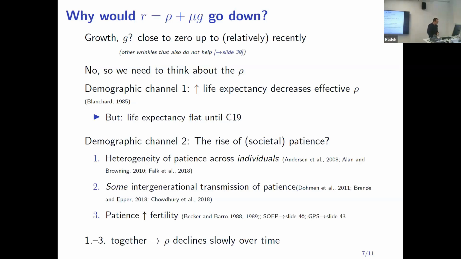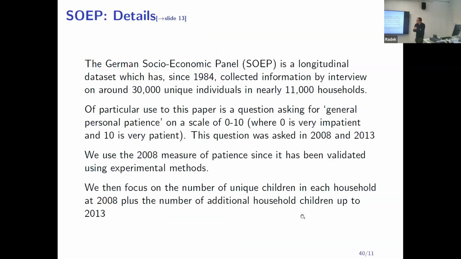For example, if you look at the German Socioeconomic Panel, a longitudinal data set which since '84 has collected information by interview on 30,000 unique individuals in 11,000 households, we can look at some of their responses. There's a question asking what is your general personal patience on a scale of 0 to 10, and this was asked in 2 years. Then we can look at how that self-reported level of patience relates to the number of unique children in each household at 2008, plus any additional household children up to 2013.